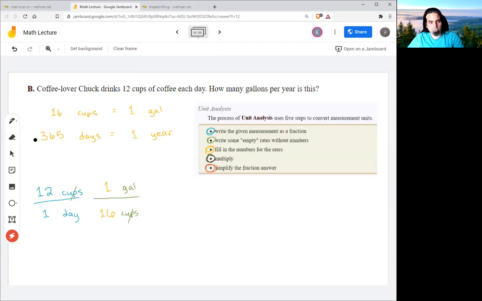But I don't want gallons per day. I need to get rid of that day. So let's keep going. I have a day on the bottom. The other day has to be on top. Can I go right from days to years? Sure, I know that. My days cancel out. And 365 days is 1 year. Everyone okay with steps 2 and 3? Yep.